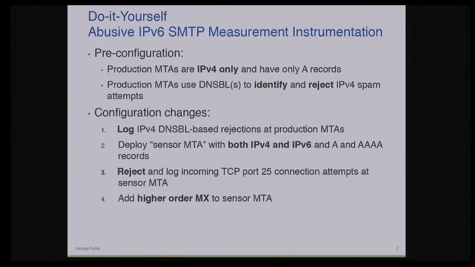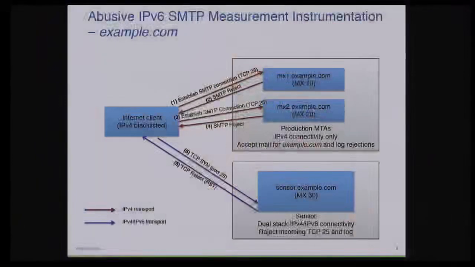And then there would be this sensor MTA deployed with both IPv4 and IPv6 connectivity, as well as corresponding A and quad A records for this host. Okay, and then at the sensor MTA, you would also be rejecting any incoming port 25 connections. And then finally, once all that is set up, you would add a higher order MX pointing to the sensor MTA. Now you may have some questions as to why it's done like this. Let me show you a quick architectural slide to show how this would work, and then I'll explain some of the reasoning behind this.